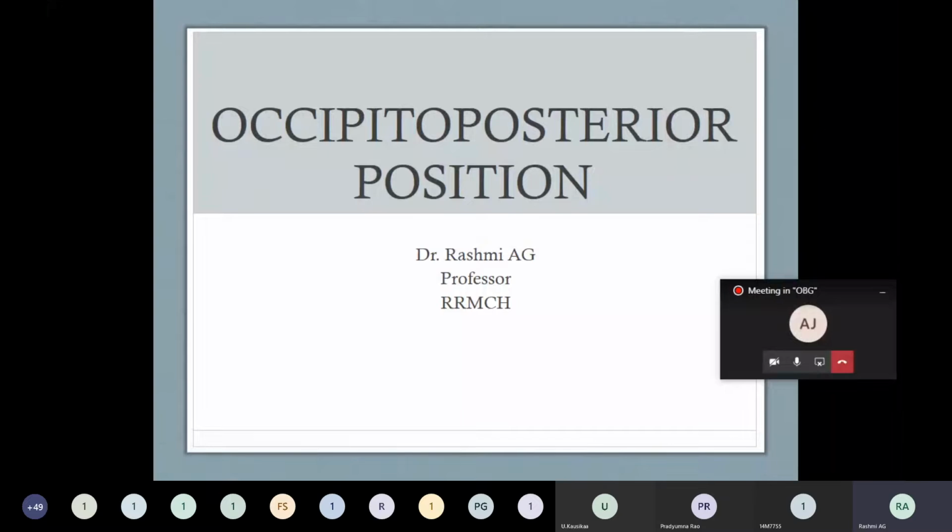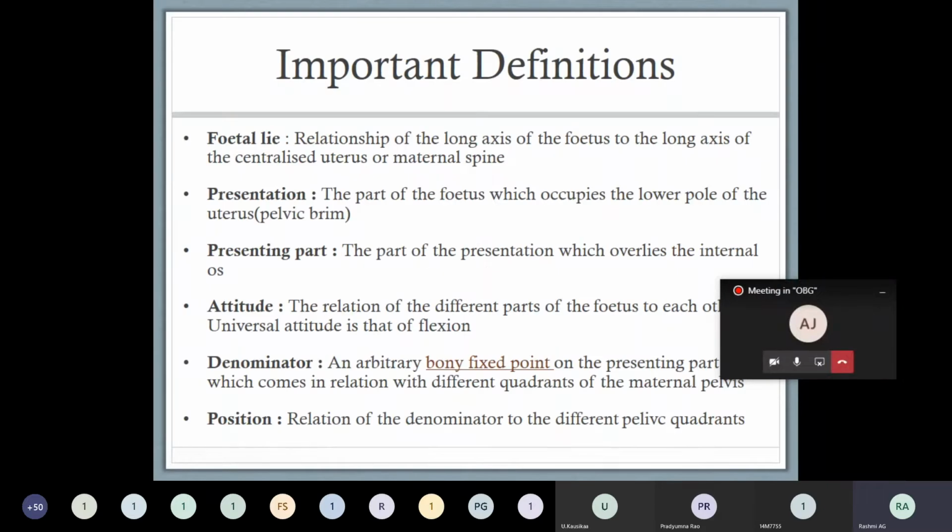Good morning, everybody. The class which I'll be taking today will be occipital posterior position. Before going to the topic proper, we need to understand certain definitions, which I'm sure if you have come to OBG clinicals, we have dealt with, but still I would like to revise it again. One important definition is the fetal lie. What is fetal lie? It is the relationship of the long axis of the fetus to the long axis of the mother or the uterus.